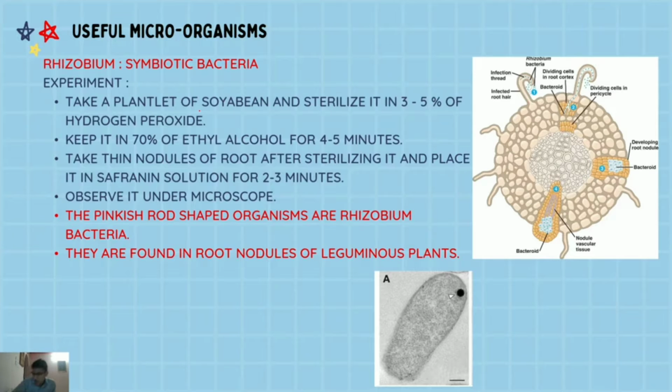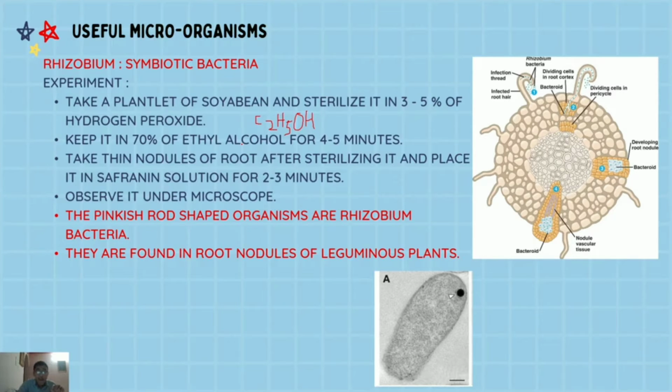Ethyl alcohol is a compound. What is the formula of ethyl alcohol? The formula of ethyl alcohol is C2H5OH. Now, after this, the next step is to take thin nodules of the root after sterilizing it and place it in safranin solution for 2 to 3 minutes.